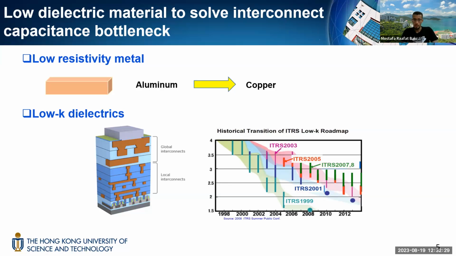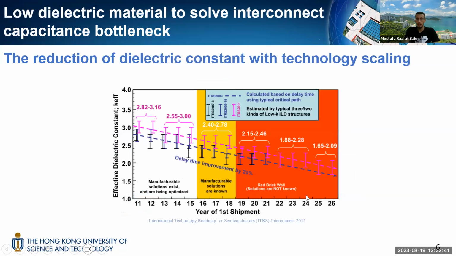There has been a requirement by the ITRS to have a lower dielectric constant over the years with development in the CMOS technology, as shown on this graph. This requirement is continuous. So even for future technologies beyond 2019, we still need a lower K dielectric material. We need an ultra low K dielectric material for future technologies with a dielectric constant lower than 2 to meet the requirements for the technology scaling.